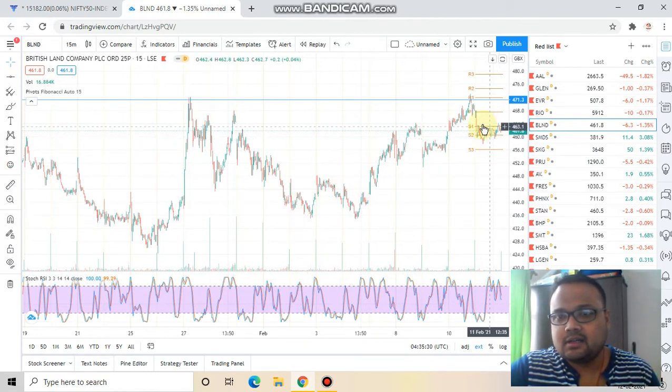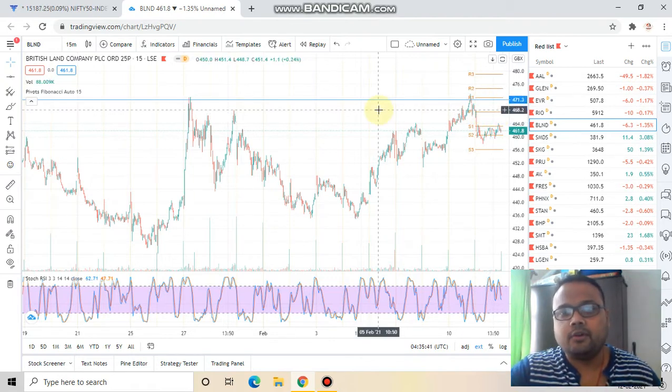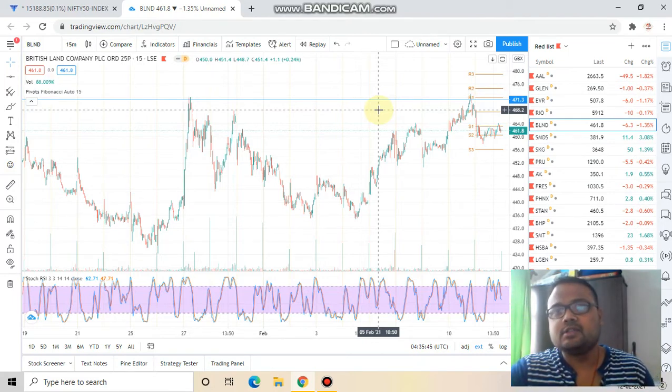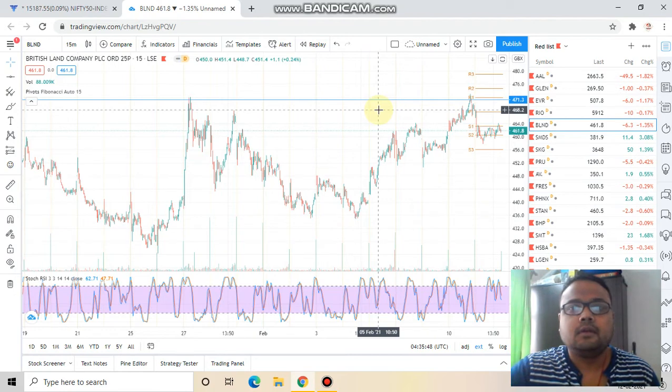Right now, this is under a consolidation period. So if you see a breakout today towards the upside, and if it reaches this particular 471.3 level, just be careful. And if you see some rejection from above, then you can short the market.